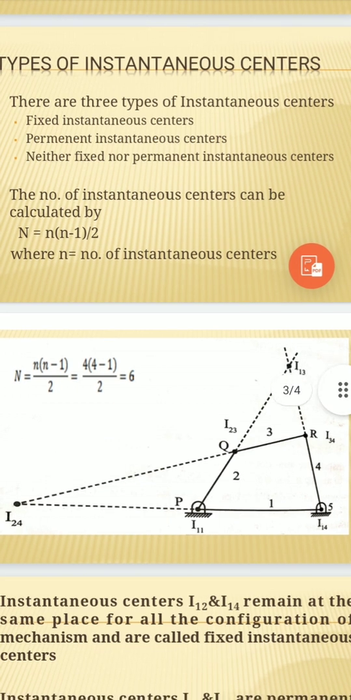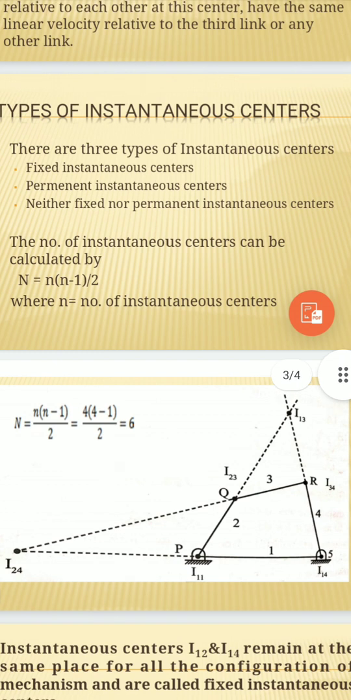If you apply this formula to the 4-bar mechanism, the number of instantaneous centers is 6. How? We have the formula N = n(n-1)/2, where small n is equal to 4, because it is a quadrilateral or 4-bar mechanism. So 4 into (4 minus 1) by 2 is 6. Therefore, for a 4-bar mechanism, the number of instantaneous centers is 6.